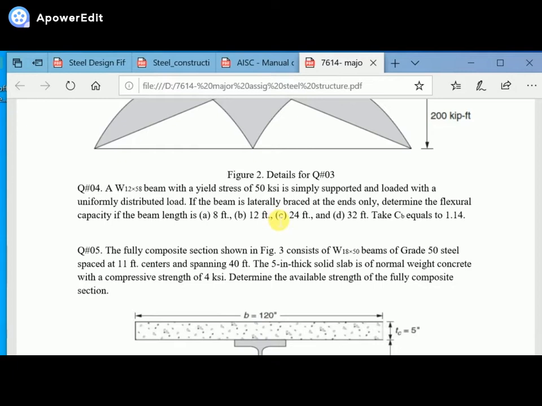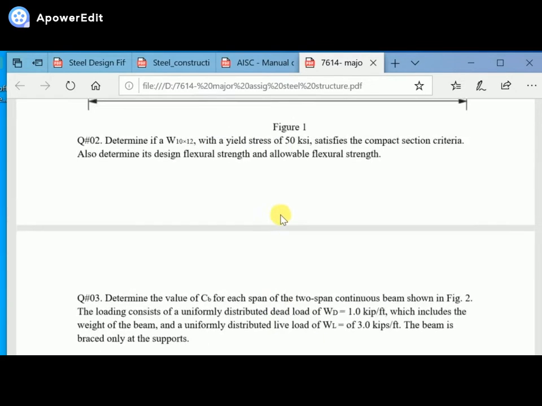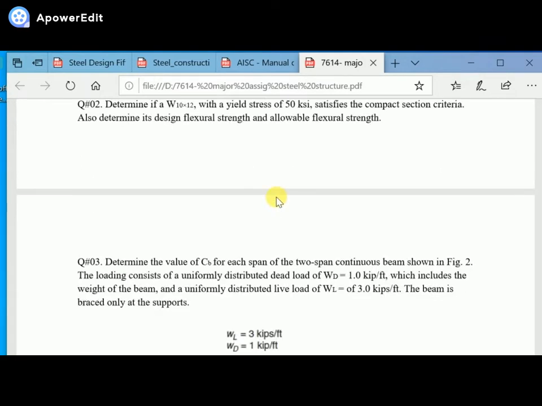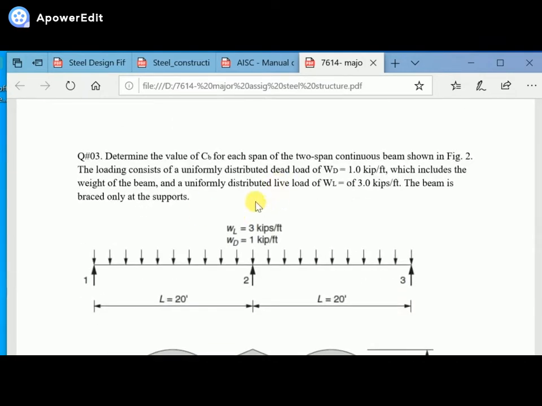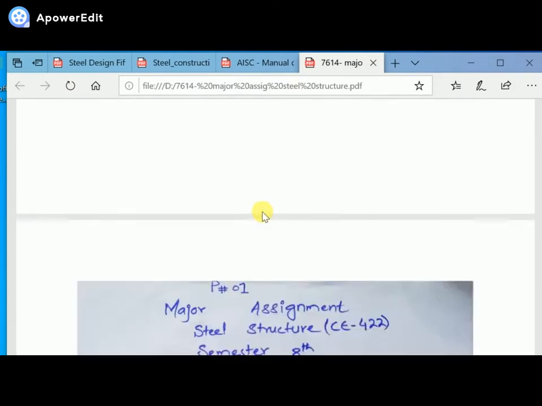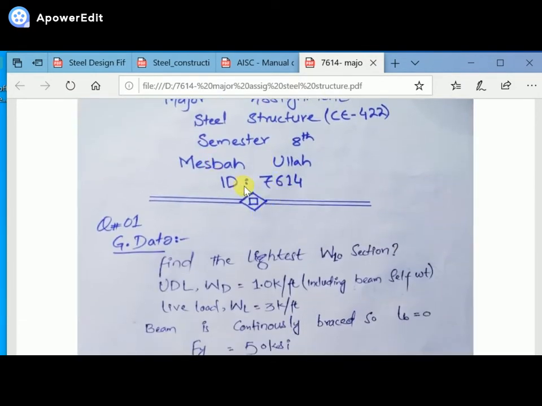So I will do this major assignment. First of all, I will start my beam design question, and then I will come towards the rest of the topics as well. I will do all the examples. Okay, so let us start.